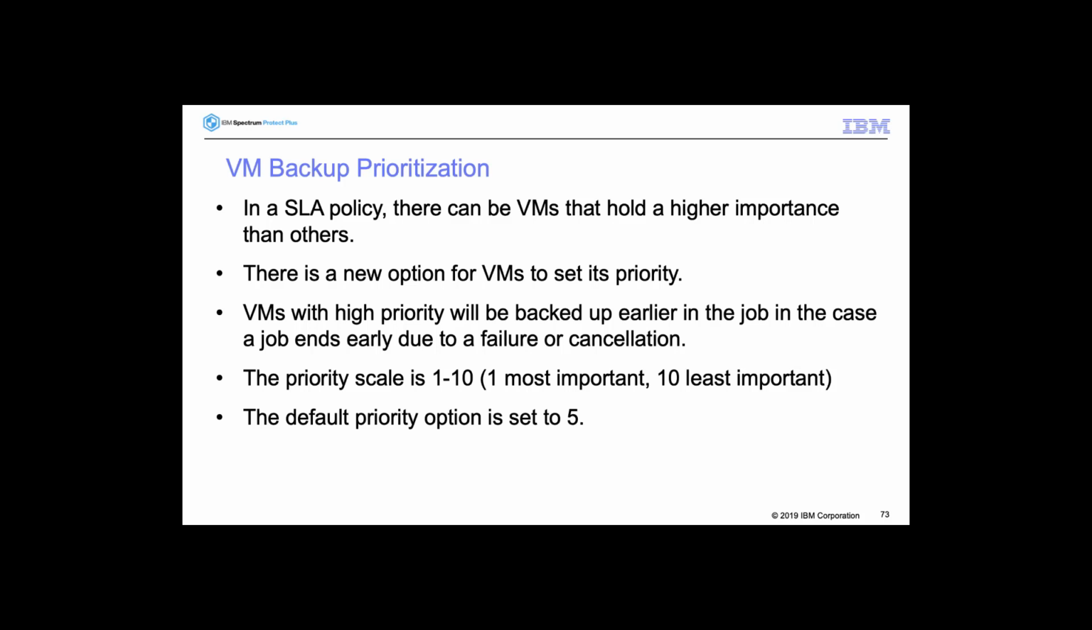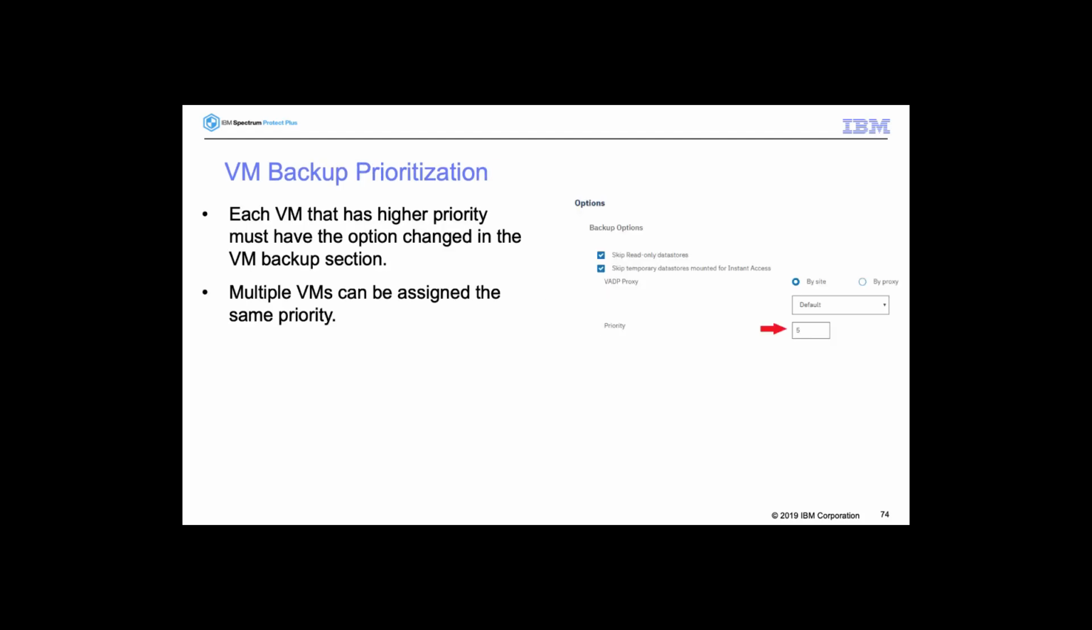When you set the priority, the default is going to be 5, 1 is the most important, and 10 is the least important. Here's where you set the backup priority in the options. Here you can see the default is set to 5, and you can, of course, change that.